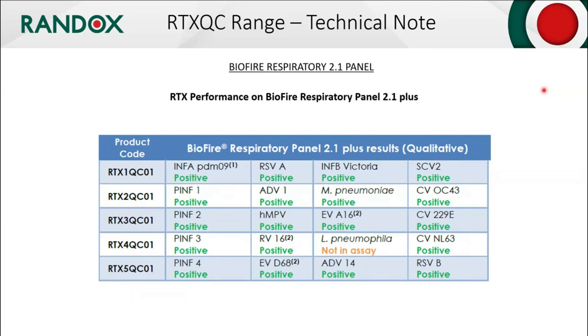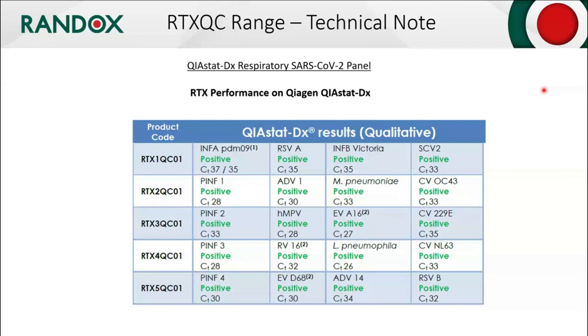Same is true for the BioFire. BioMérieux use BioFire, or their Respiratory Panel 2.1 plus. We have again put our controls through that, and obviously we've got it to a point now where basically the controls are all coming back positive with this instrument. Obviously Legionella isn't included on the assay, and it's not something that it will detect, so it's not detected there, but everything else is coming back nice and positive. And then we have the QIAstat-Dx from QIAGEN.